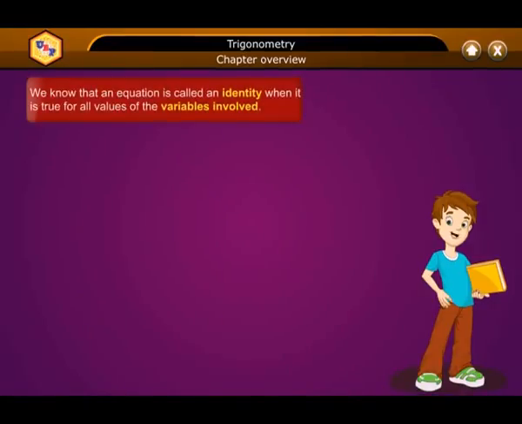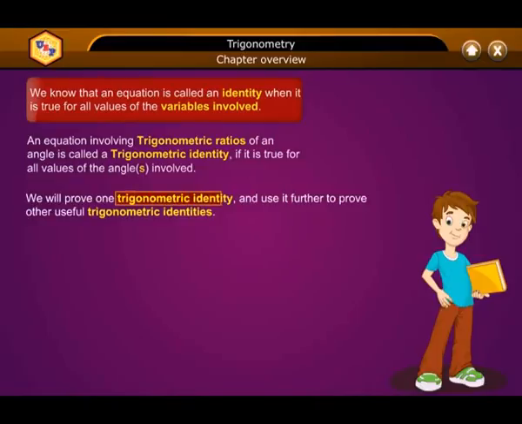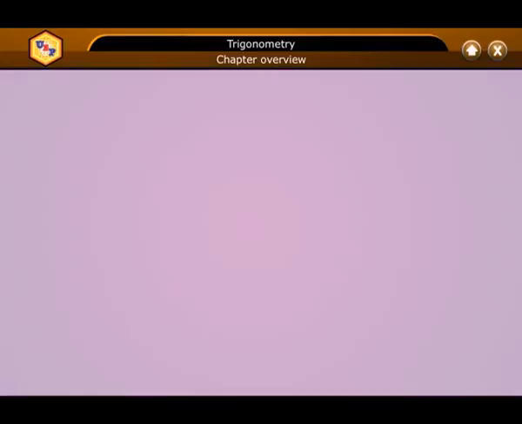We know that an equation is called an identity when it is true for all values of the variables involved. Similarly, an equation involving trigonometric ratios of an angle is called a trigonometric identity if it is true for all values of the angles involved. We will prove one trigonometric identity and use it further to prove other useful trigonometric identities.